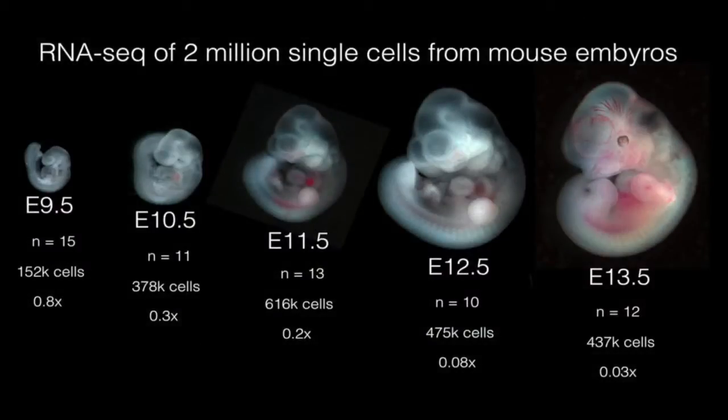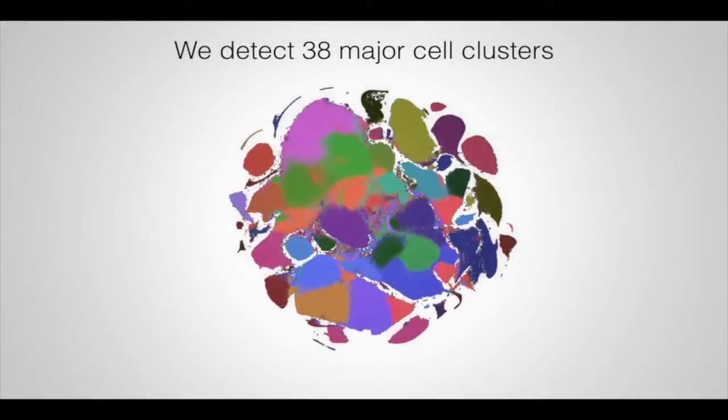So the 2 million cells are split across these replicates from these time points, and then we can do the usual things. This is a t-SNE plot where there are 2 million points here. Each point reflects 1 cell. And you can cluster these into groups, and you can then annotate these clusters.